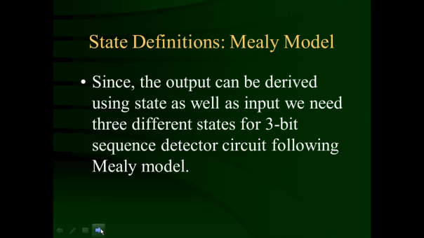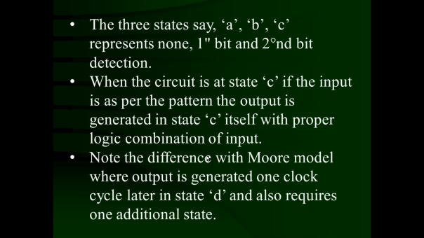State definition of the Mealy model. Now, in a Mealy model, how many states are required? 3 states are required. And I told you that a smaller number of states is required compared to the Moore model. In a Moore model, we had used 4 states. So here one less state is required and output is going to be generated 1 clock cycle earlier than the Moore model. Since the output can be derived using a state as well as input, we need only 3 different states for a 3-bit sequence detector circuit, compared to the Moore model.